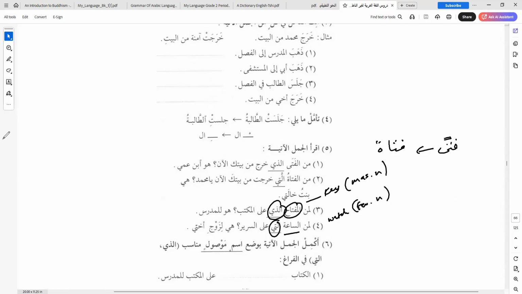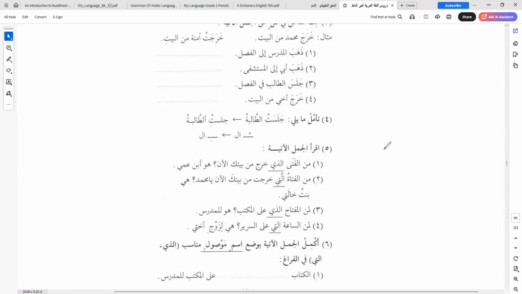So as you can see, unlike the English language, we use relative pronouns based on gender. In English, we don't. We say the girl who, or the boy who.